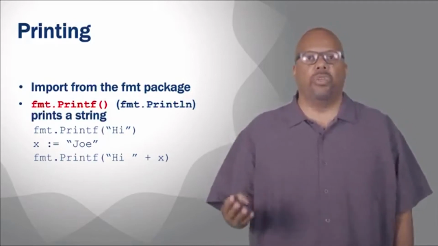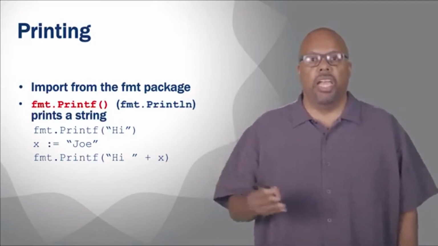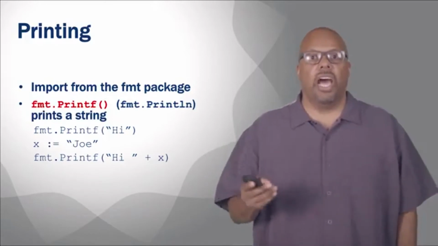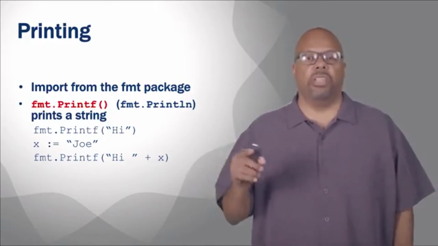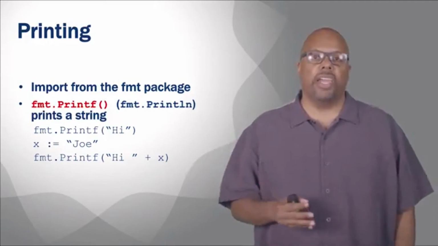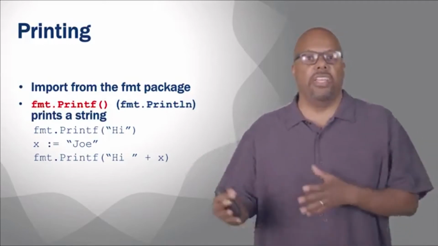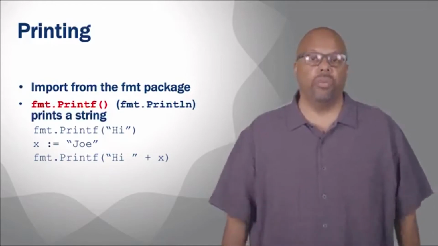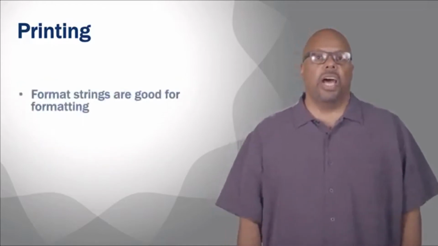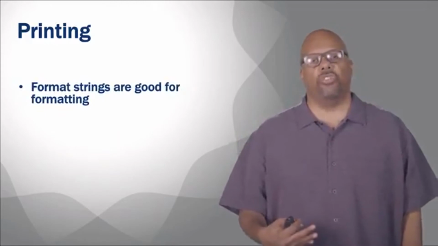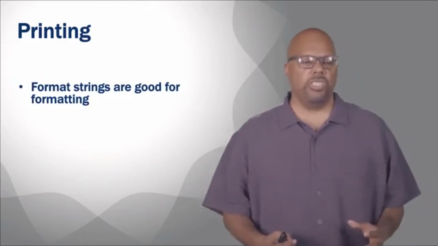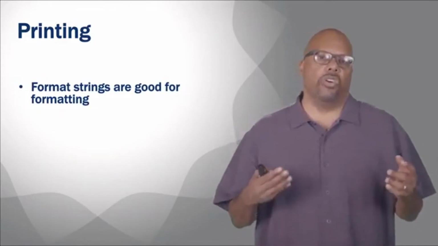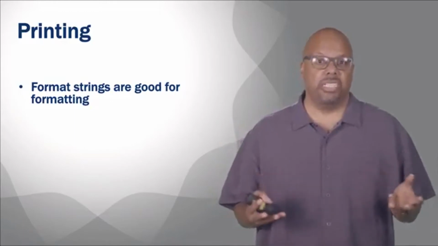Or I can say x colon equals Joe, and then fmt.Printf hi plus x, right? So plus is a concatenation operator that concatenates the hi and the next string x, which is the word Joe. So that would print out hi Joe with a space in between. Now we're going to use format strings. Format strings are strings that are used for formatting the output to make it look nice.